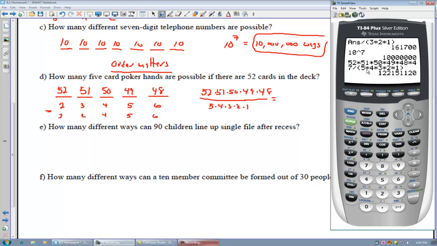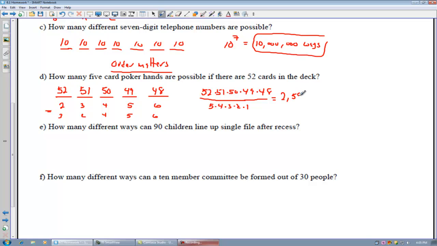Oops, and I made a mistake here. That 47 shouldn't be there. So let's go back and just delete that 47. I should have stopped at 48. So now hit enter, and out pops my answer. That's better. 2,598,960 possible hands. So a lot of different poker hands possible.